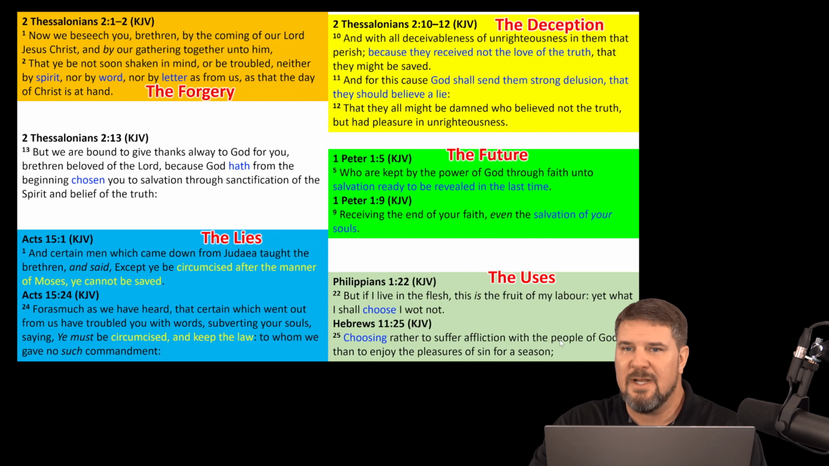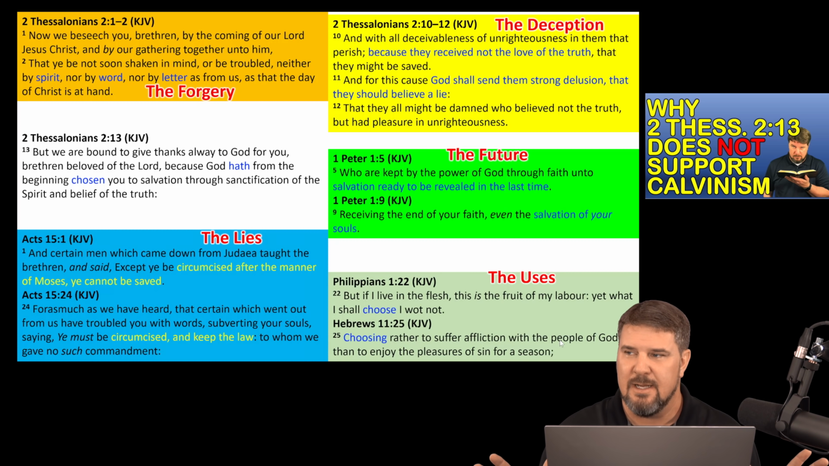Now, as soon as you start talking about election, you start pointing out the fact that election never ever refers to anybody ever being chosen for salvation, there will be a few Calvinists who come up and pipe up with 2 Thessalonians chapter 2, verse 13. And there are many reasons why this does not apply, and we'll talk about it briefly, but I have an entire video. Now, I looked at that video recently, and it's from a while back, and I wish I could do it again. I might do it again one day.